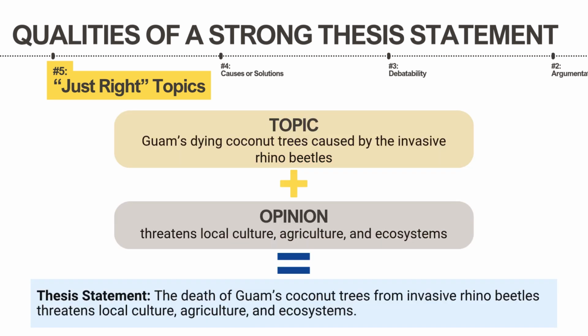So we may have a topic, but it's not a complete thesis statement yet because it still needs the opinion. So now that we have a topic, let's add our opinion to it. So my opinion is that these dying coconut trees caused by the invasive rhino beetles threaten local culture, agriculture, and ecosystems. So here now we have a complete thesis statement.